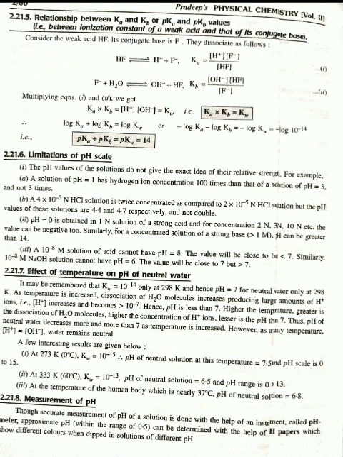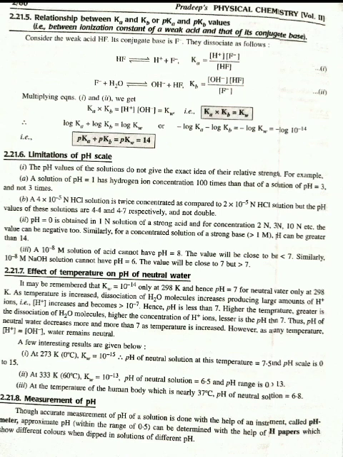Next, heading 2.21.6, limitations of pH scale. First, the pH values of solutions do not give the exact idea of their relative strength. For example, a solution of pH = 1 has a hydrogen ion concentration 100 times that of a solution of pH = 3, and not 3 times. Also, a 4 × 10^-5 M HCl solution is twice as concentrated as a 2 × 10^-5 M HCl solution, but the pH values of these solutions are 4.4 and 4.7 respectively, and not double.